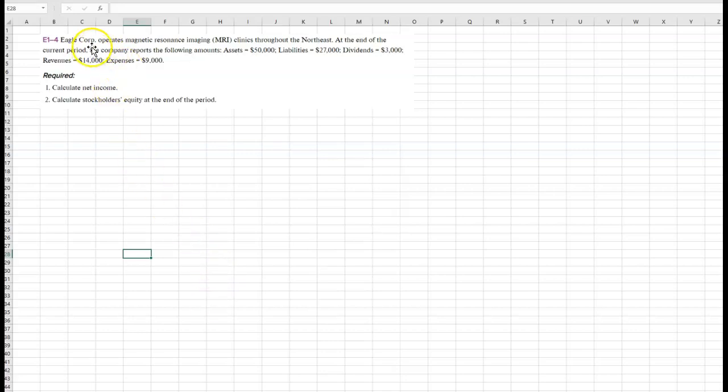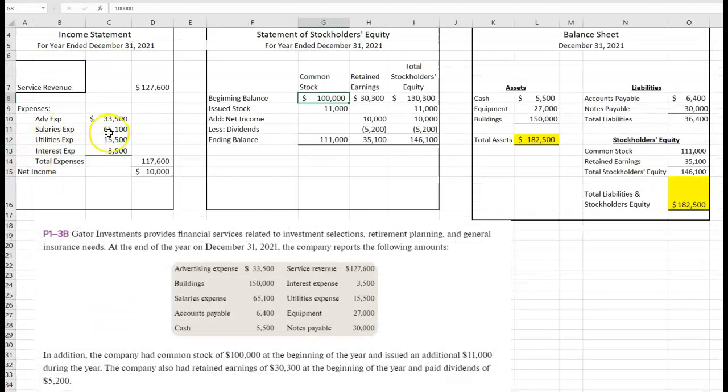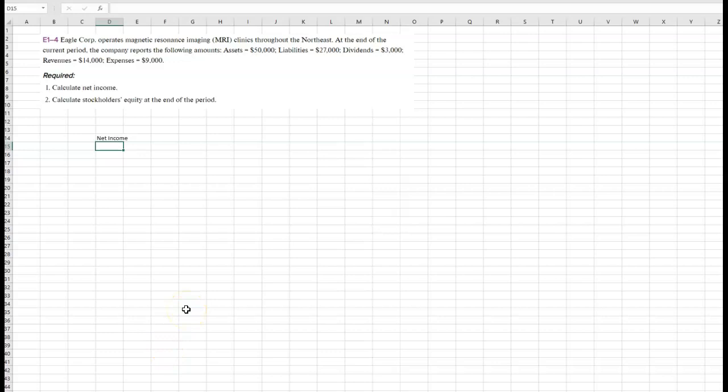So Eagle Corporation operates MRI clinics throughout the Northeast. At the end of the current period, they report the following amounts: assets of $50,000, liabilities of $27,000, dividends of $3,000, revenues, and expenses. We're asked to calculate net income. Well, to calculate net income, if you remember what we did over here, net income is revenues minus expenses. So revenues are $14,000. Okay?